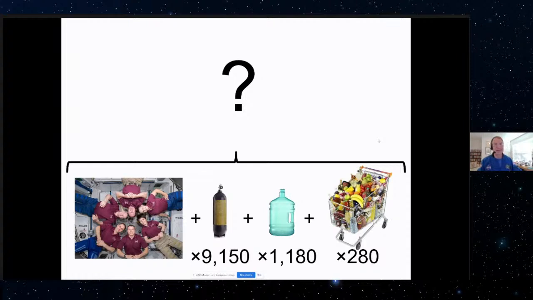So during our 32-month trip to Mars, 6 people are going to breathe up 9,000 scuba cylinders worth of oxygen, about 1,200 bottles worth of water, and 280 grocery carts full of food. And by the way, if you're going on a 32-month trip, I don't recommend the fresh bananas. They're not going to make it.